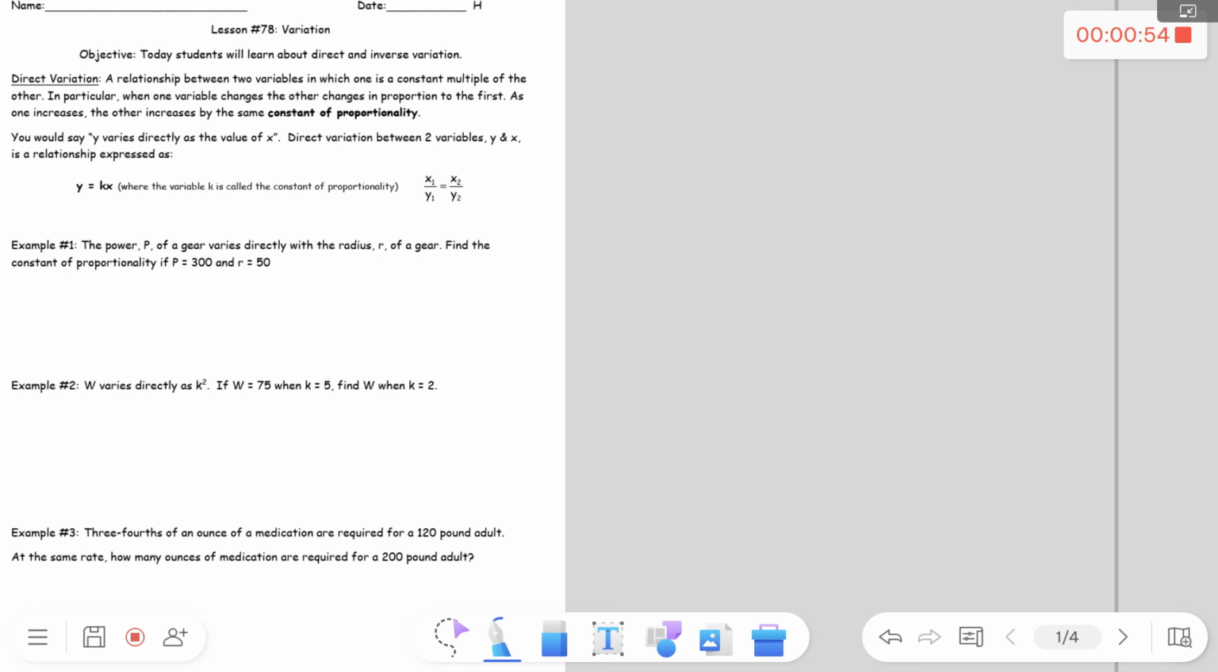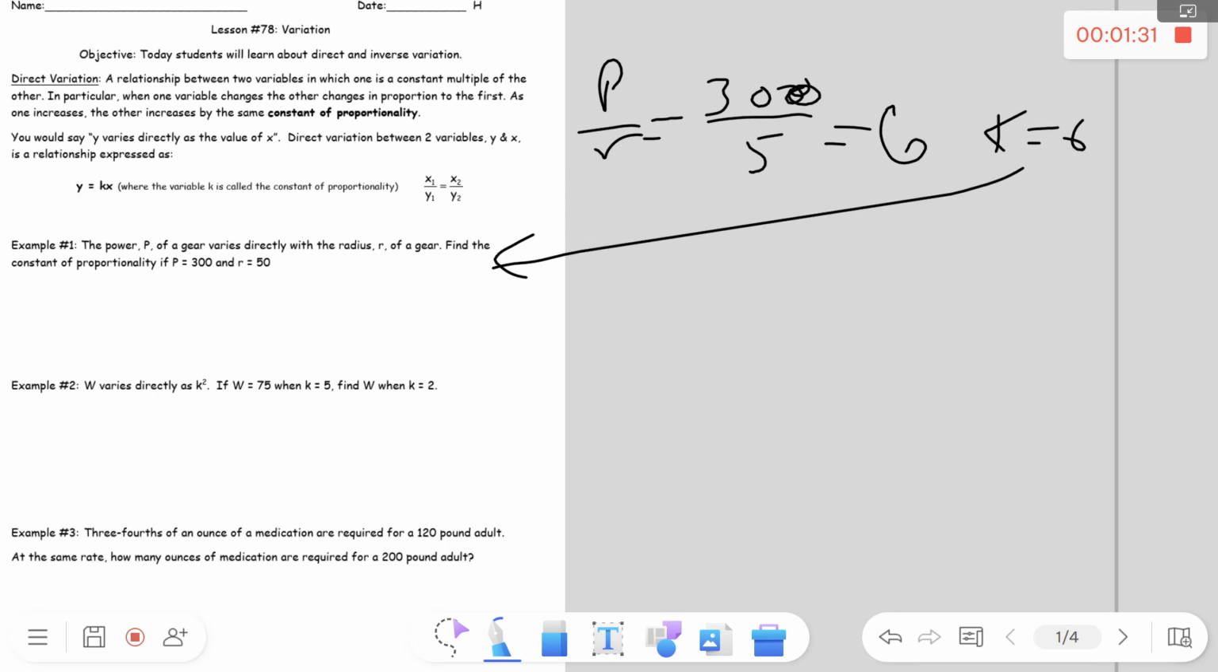So if we look at example number 1, it says the power p of gears varies directly with the radius r of the gear. Find the constant proportionality here. Well, what we're saying here is the power is going to be p, right? So it's p is to r. So it's 300 is to 5. So the answer here is 6. So your constant of proportionality, your k value here for number 1, is 6.